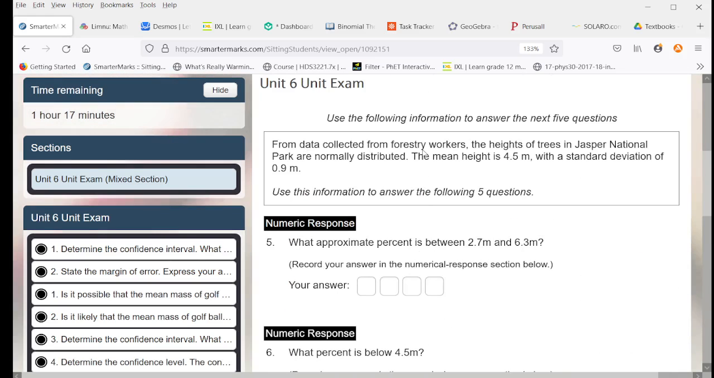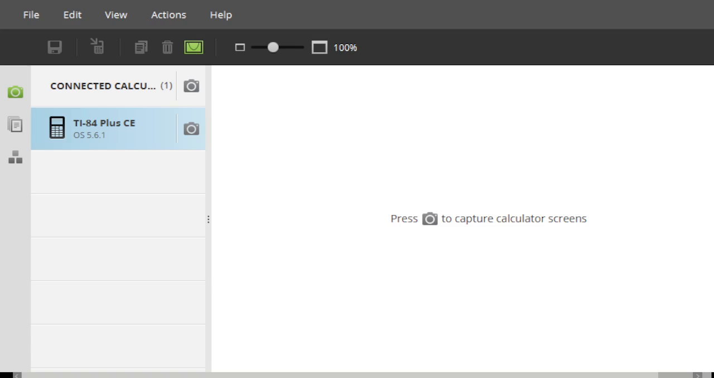Now, from data collected from forestry workers, the heights of trees in Jasper National Park are normally distributed. The mean is 4.5 with a standard deviation of 0.9. So what approximate percent is between 2.7 and 6.3 meters? So for this, we are going to go to our calculators. So let me pull that calculator screen up.